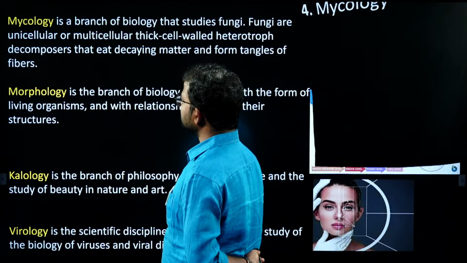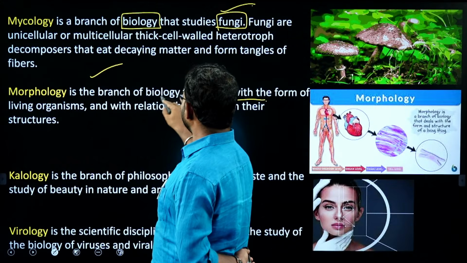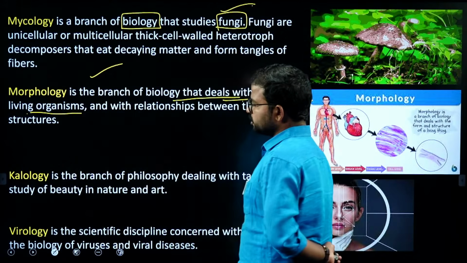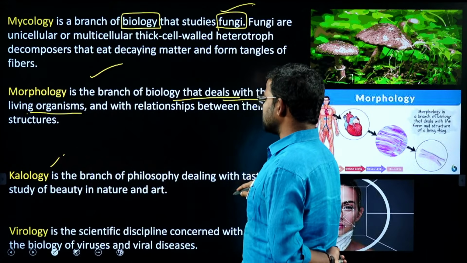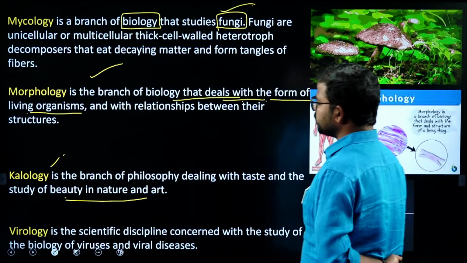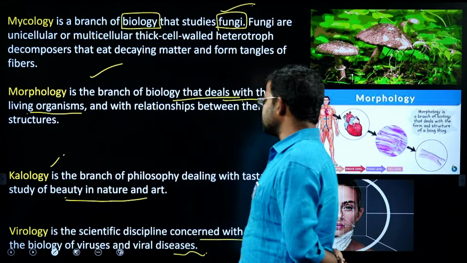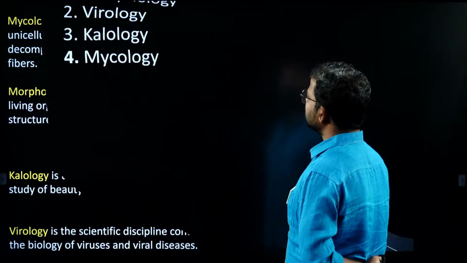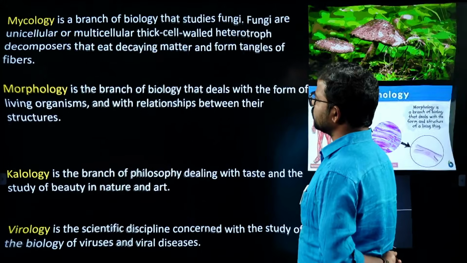What about the remaining ones? Morphology is the study of living organisms, their relation with structure. Next, coloration concerns the study of beauty in nature. Next, what about virology? Virology is the study of viruses and viral diseases. That's why, guys, the correct one here is option 4 only, mycology.